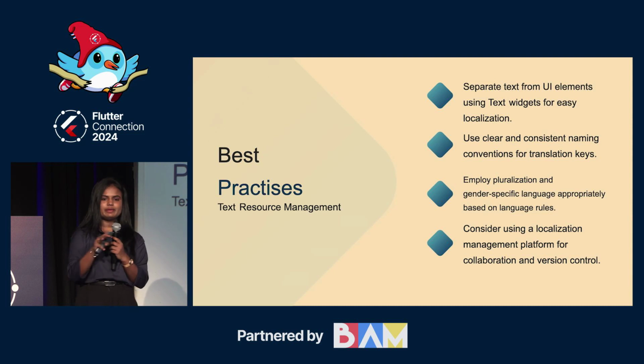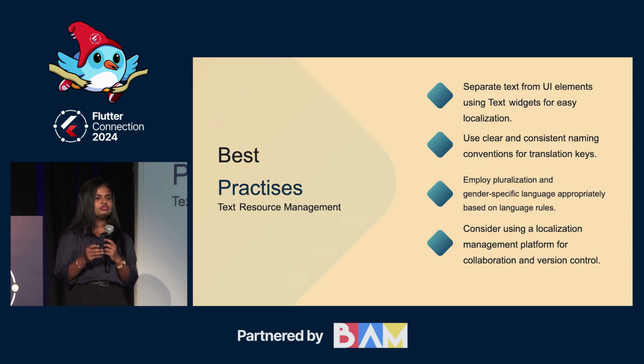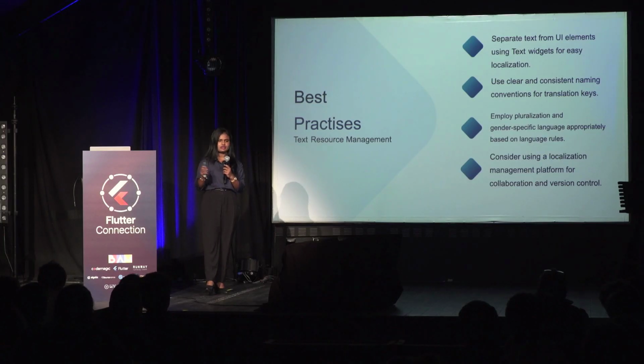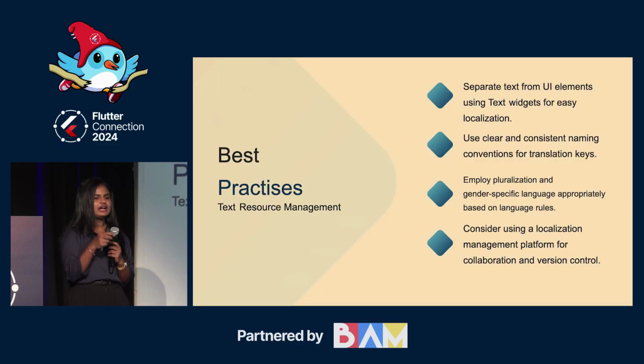What are some best practices we can follow which will make the application more versatile and efficient? We need to separate text from UI elements, using text widgets for an easy localization process. Use clear and consistent naming conventions for translation keys, and employ pluralization and gender-specific language appropriately based on language rules. Consider using a localization management platform for collaboration and version control.